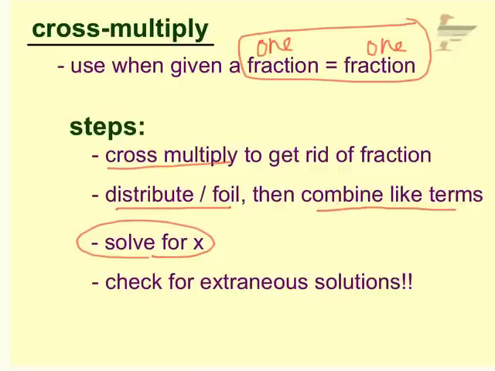Once you do solve for x, here's another one of those mathy things where you may not have actually found the solution, so you're going to check for extraneous solutions.